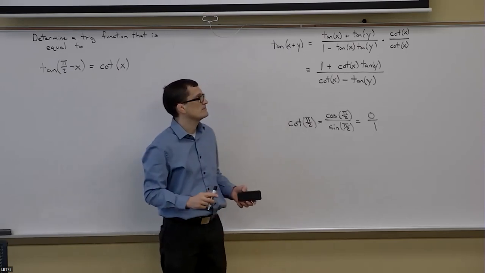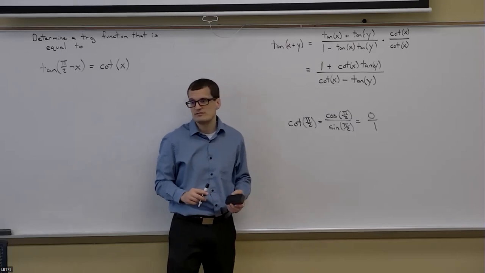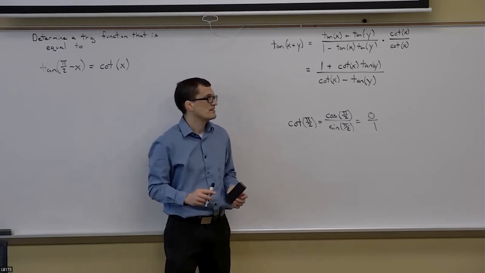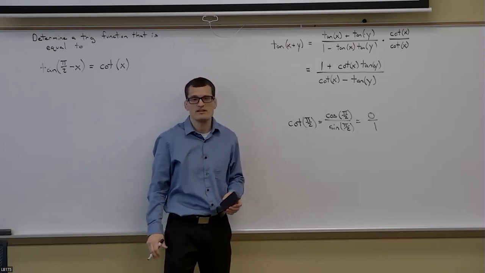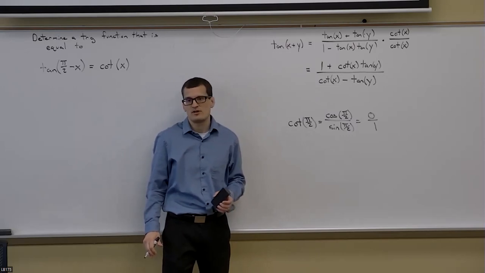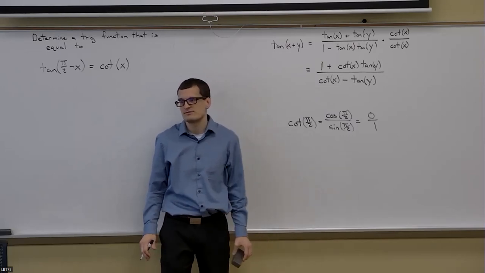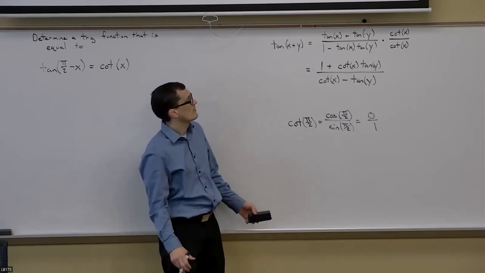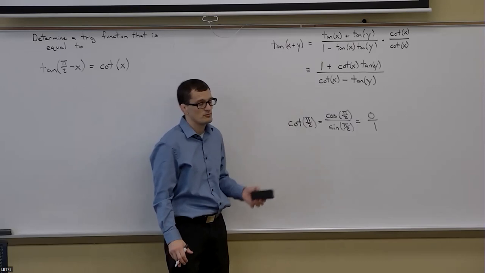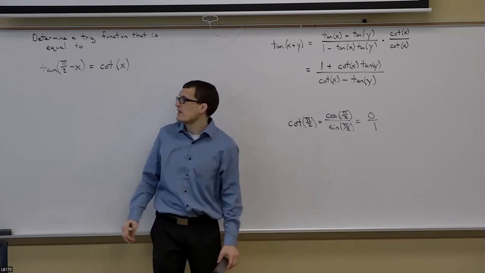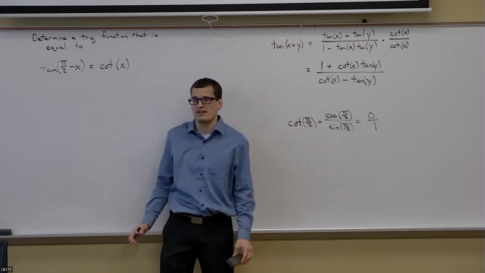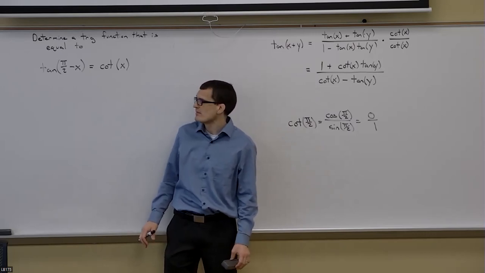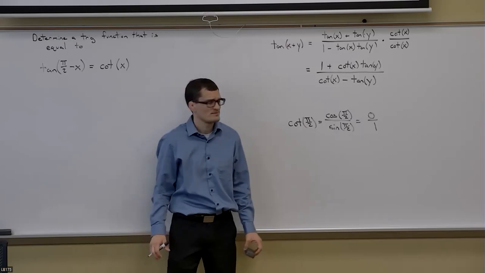And if you have some sort of a place where something does not exist, you can kind of cleverly avoid that place, like avoiding pi over 2 in this case, avoiding having to plug in tangent of pi over 2. So yes, these sum difference identities work on the domains that allow them to work. Makes sense.